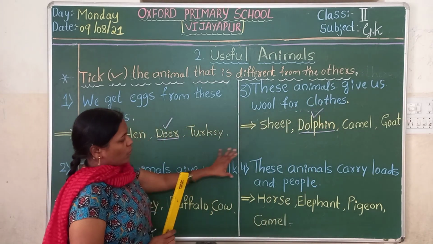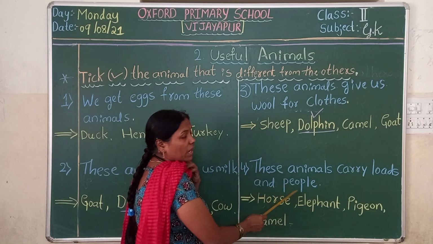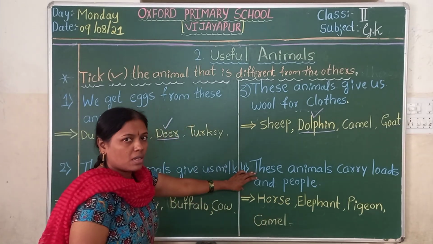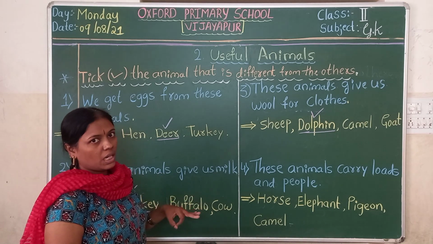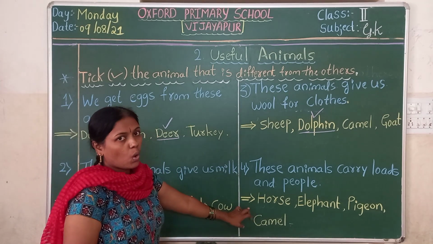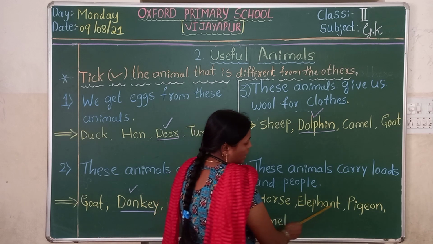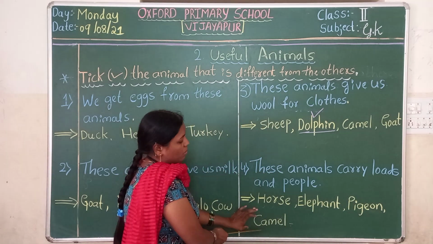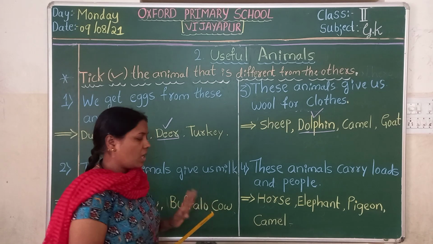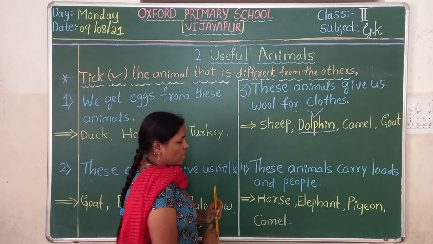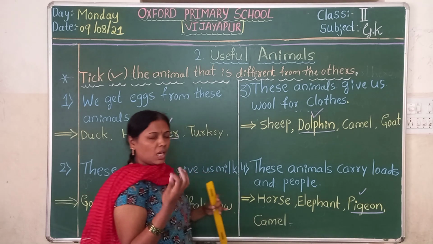Right. See, what is the fourth one? Fourth one is that these animals carry loads and people. See children, many animals carry loads. Among them, horse we know, donkey and the bullock cart, all we know, right? So here they have given four animals. What? Horse, elephant, peacock and the camel. Four animals they have given, and among them what do we have to do? We have to mark one animal which is different from the others, right? Which one is different here? Peacock. Peacock is a bird, and this bird cannot carry any load, isn't it?